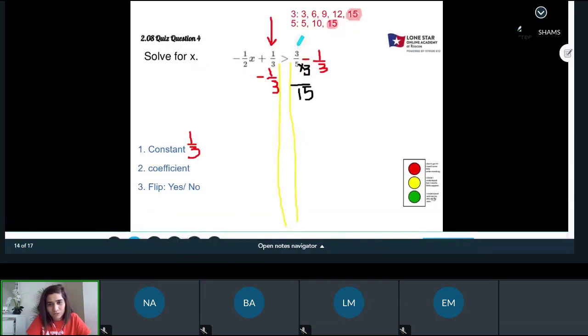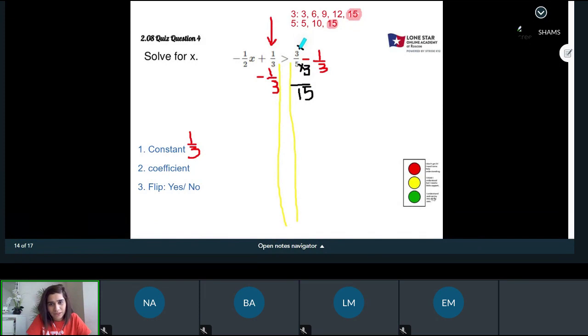And so I will also multiply my numerator by 3. 3 times 3 gives me 9. And therefore, I know this has to be 9 over 15.